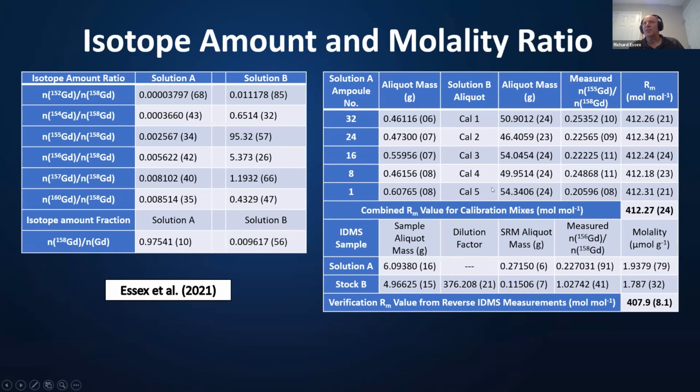This is the information for the calibration mixtures we made. As I mentioned, to do the calibrations, we took about half a gram of one material and mixed it with 40 or 50 grams of the other. As you can see from this chart, we got excellent repeatability for our calculation of the ratio of amount between these two solutions. And we even did some reverse IDMS with a natural gadolinium to test this. The uncertainties on this test were kind of high, but it's consistent with what we observed.